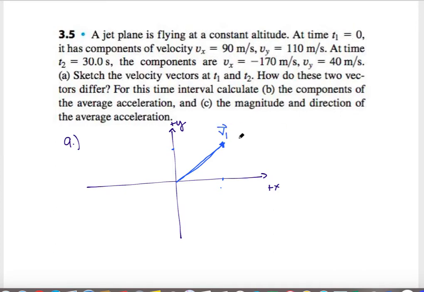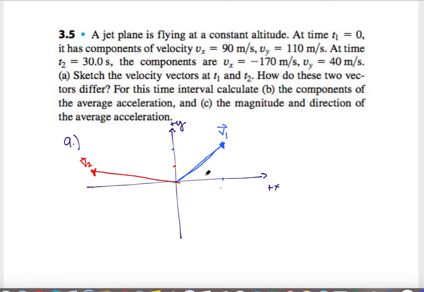t1 is 0 seconds. So this is my velocity at 0 seconds. Now at 30 seconds, I have an x component that is negative 170, so way over here, and a y component that is positive 40, so it's slightly up. So my vector here will be way off to the left, and this is my velocity vector at time 2.